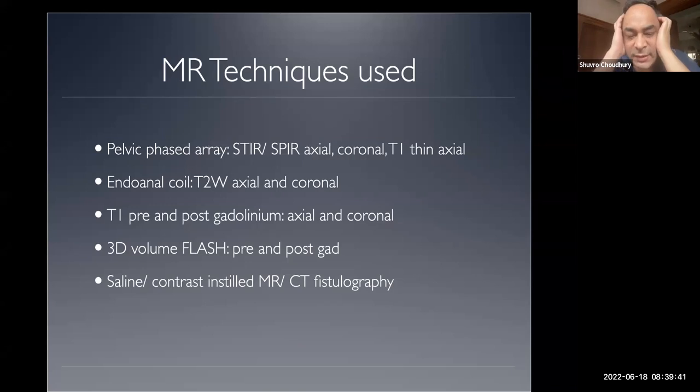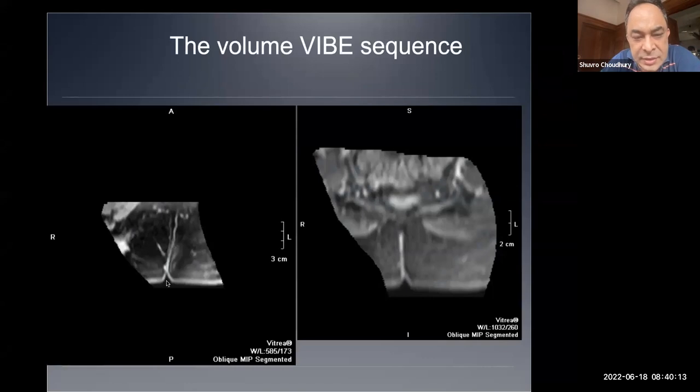Now, one of the things that we do is that oftentimes the technicians are not able to understand the plane of the anal canal, and they can often do the axial cuts in a plane that is not suitable for you. So you can actually nowadays do a volume sequence through the anal canal, and then you can reconstruct it to any level that you like. That is called a T1 VIBE. I typically do that for the post-contrast sequence, so that I can reconstruct it in any way I like. Unfortunately, my movies will not show. Otherwise, I would have shown you this.